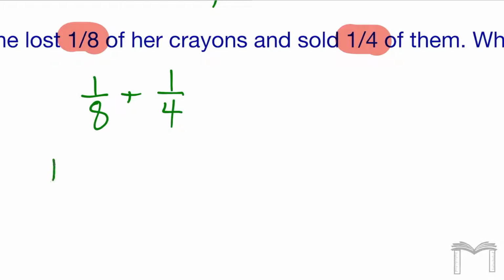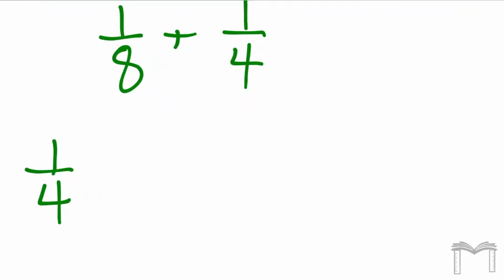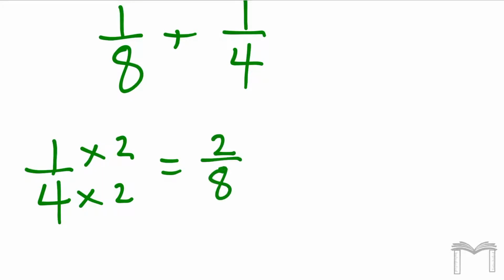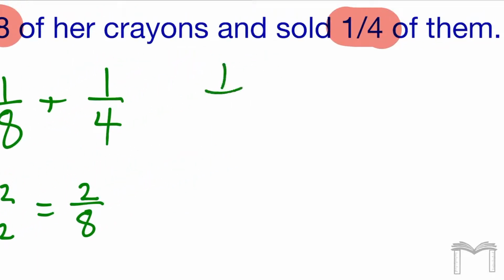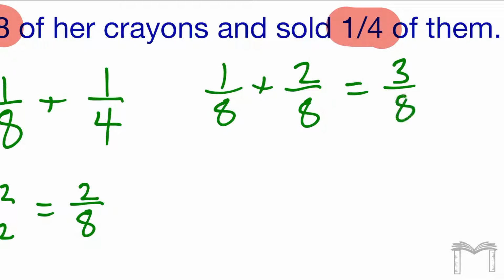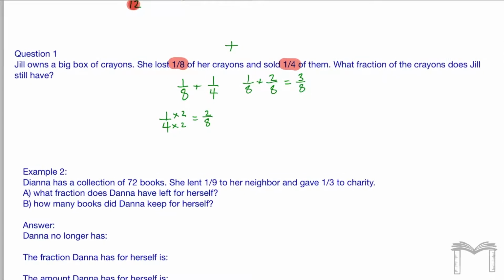So 1/4 can be written as an equivalent fraction if we multiply both the numerator and the denominator by 2. We'll get 1 times 2 is 2 and 4 times 2 is 8. That way it would be easier to add 1/8 plus a quarter, which is also 2/8, and we'll get 3/8. So Jill no longer has 3/8.